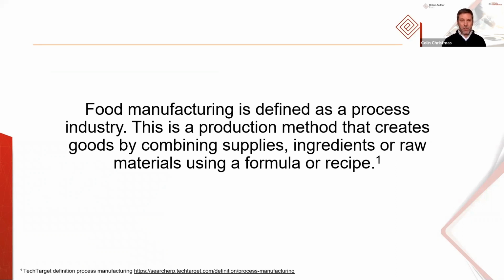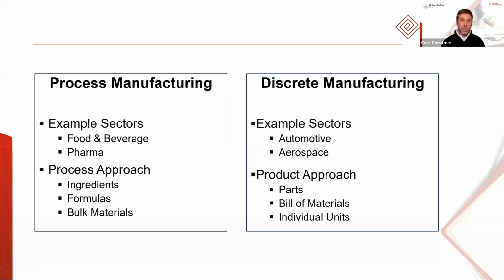Well, essentially, food manufacturing is a process industry. So this is a production method that creates goods by combining supplies, ingredients, raw materials used in recipes or formulas. And why is that really important? Well, what we find in manufacturing, there are two very distinct processing or manufacturing techniques. There is process manufacturing. Example sectors are food and beverage, pharma. It's the process approach. So essentially this is ingredients, formulas, and bulk materials. In comparison, there is a discrete manufacturing sector, and this is automotive, this is aerospace. And this is really a product approach.